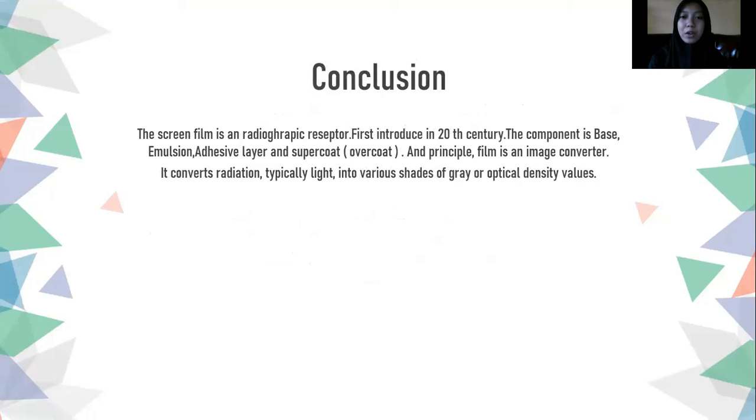The main point of the presentation: the screen film is a radiographic receptor, first introduced in the 20th century. The components are base, emulsion, adhesive layer, and supercoat. And the principle is that film is an image converter. It converts radiation, typically light, into various shades of gray or optical density values.